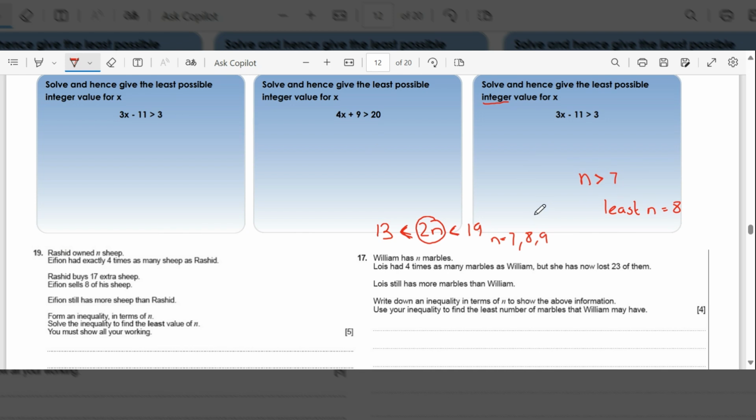Okay? So it might say, here's an inequality. What integers, what numbers work? What numbers make n bigger than 7? What numbers make 2n be between 13 and 19?